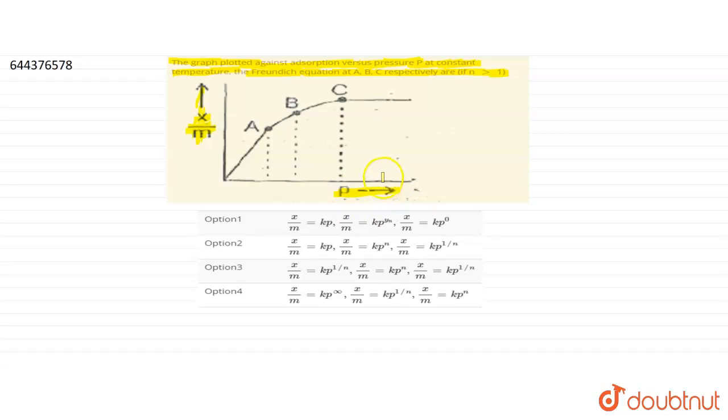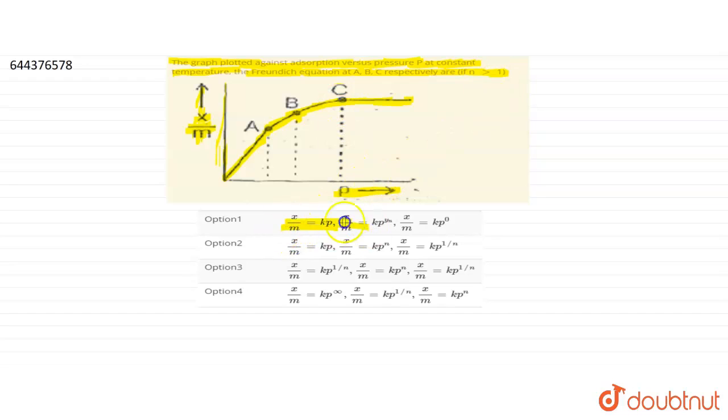Okay, so we have a graph plotted between extent of adsorption and pressure, and the graph is like this. This is the line. We have 3 points, A, B, C. A is the point at low pressure, B is the point at intermediate pressure, and C is the point at high pressure. So this graph is plotted between the extent of adsorption, that is x by m, and pressure. We need to give the Freundlich equation at A, B, and C, that is at low pressure, at intermediate pressure, and at high pressure, if n is greater than 1.